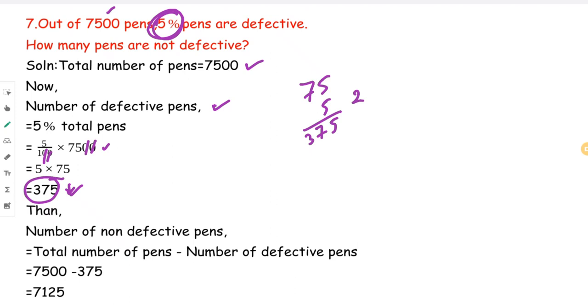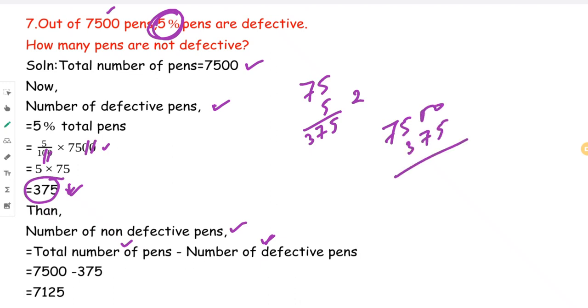Okay, now let's find the number of good pens, or those that are not defective. So like I said, total number of pens minus the number of defective pens. So the total number of pens was how much? 7,500. From there, the number of defective pens we just found is 375. Let us subtract.